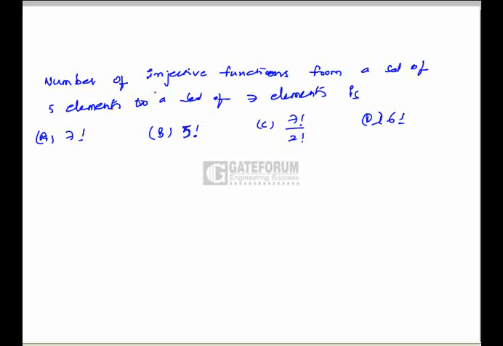We have to find the number of injective functions from a set of 5 elements to a set of 7 elements, and 4 options are given. We need to choose the correct option. So what is an injective function? Injective function and one-to-one function are both the same. So first we need to know what is an injective function.